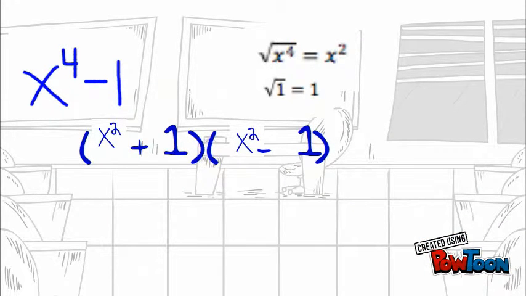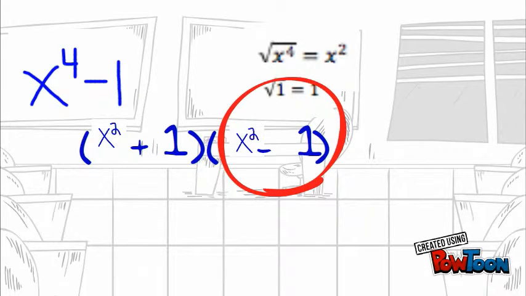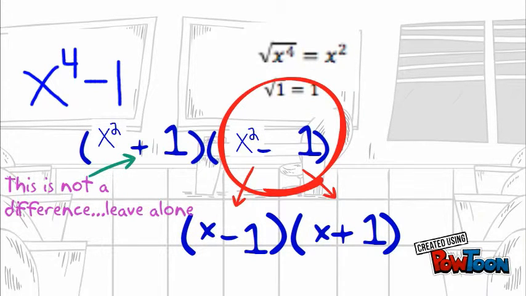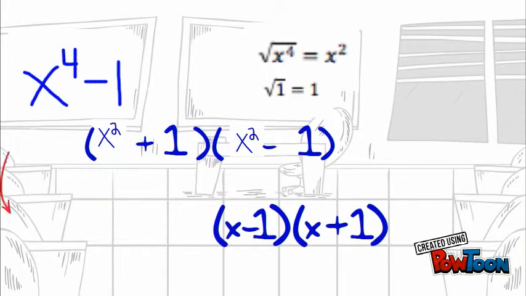Unfortunately, we are not finished with this one because x squared minus 1 can be broken down. Again, it's another difference of perfect squares. So put up my parentheses with the minus and a plus. The square root of 1 is 1, that goes in the back, and the square root of x squared is x, that goes in the front. Lastly, bring down that x squared plus 1, and now you have factored completely.